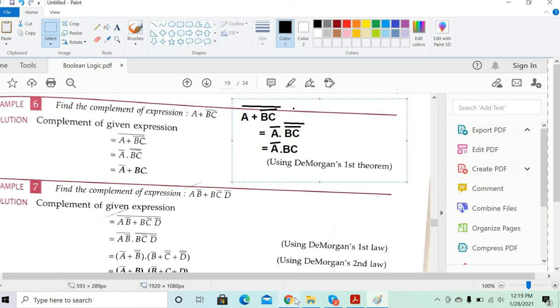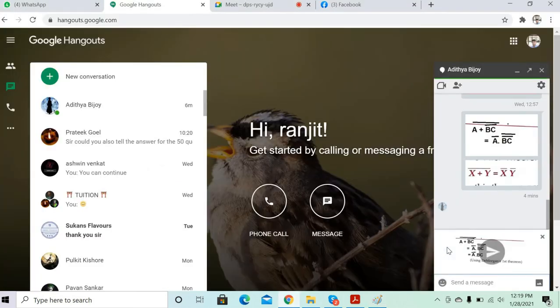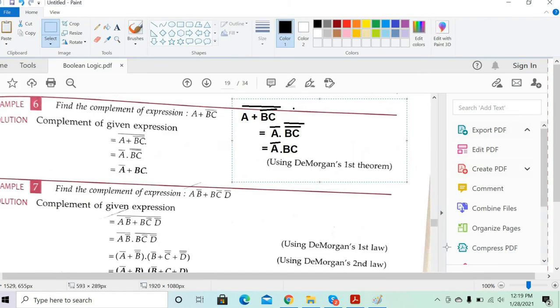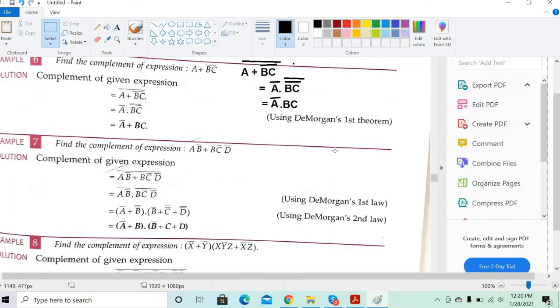Wait, I thought BC would also have a complement on top. Look, this is the answer. It cannot be A bar plus BC. It should be A bar dot BC only, no? Because the double complement will remove the complement sign. And it is a dot product only.